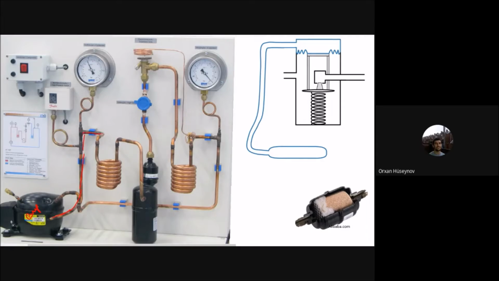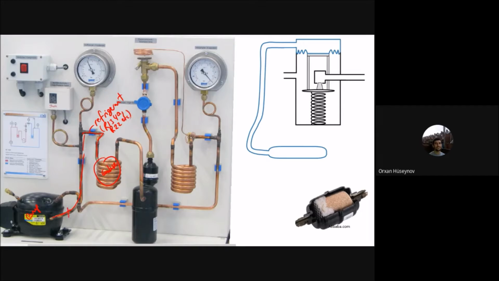This outlet is sent to this condenser here. This is the condenser. Inside this one you have the fluid, and this fluid is called refrigerant. There are different types of refrigerants. The famous one is R134A, or you can have R22, etc. And then it enters this condenser.